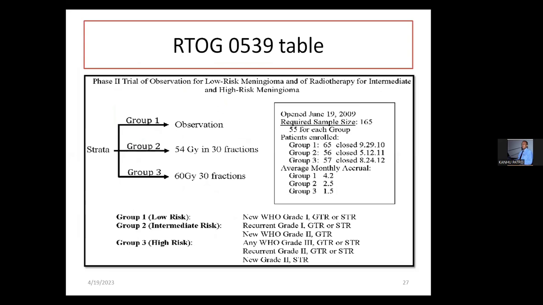If you go to the RTOG 0539 protocol, we have group 1, group 2, group 3. In group 1, we have observation, which is low risk, that is grade 1, gross total resection or subtotal resection. Group 2 is recurrent grade 1 and new WHO grade 2 and grade 3 with gross total resection of grade 2 only, and group 3 is any grade 3 and recurrent grade 2. So group 3 should receive 60 gray, group 2 should receive 50 gray, and group 1 should go for observation. These are the RTOG 0539 practical table.